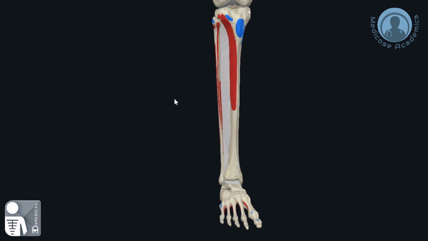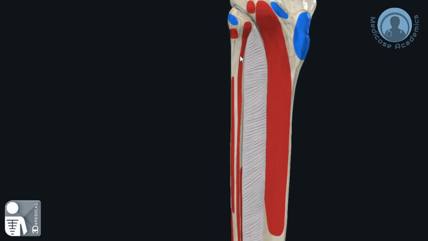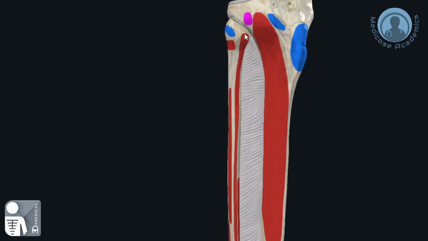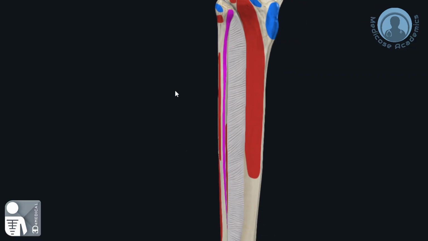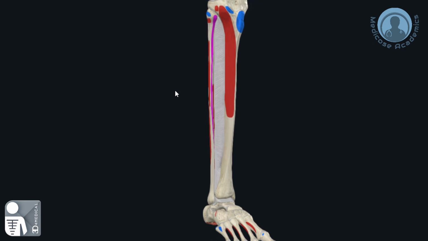Extensor digitorum longus. It has an extensive origin. It originates, as you can see, from the lateral condyle of the tibia, then it starts from the head of the fibula and then the shaft of the fibula, upper part, middle part. So basically the upper three-fourths of the fibula gives origin to extensor digitorum longus.